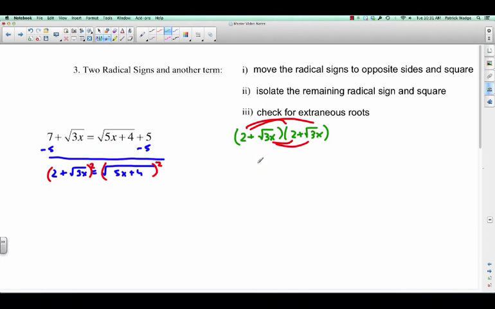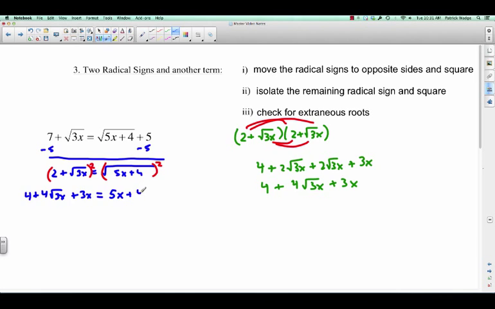Okay, 2 times 2 is 4. 2 times the square root of 3x is 2 root 3x. Root 3x times 2 is another 2 root 3x. Root 3x times root 3x is, you should be able to get this quickly, just 3x. Okay, we can combine the middle 2 terms. 4 plus 2 root 3x plus another 2 root 3x is 4 root 3x plus 3x. So that's what we get on the left-hand side here. We get 4 plus 4 root 3x plus 3x. The other side's easy. It's the square root of 5x plus 4 all squared. That gives us 5x plus 4.